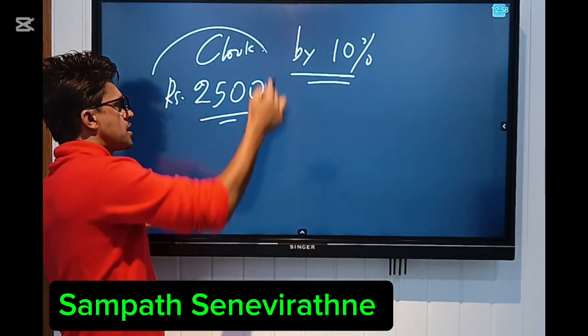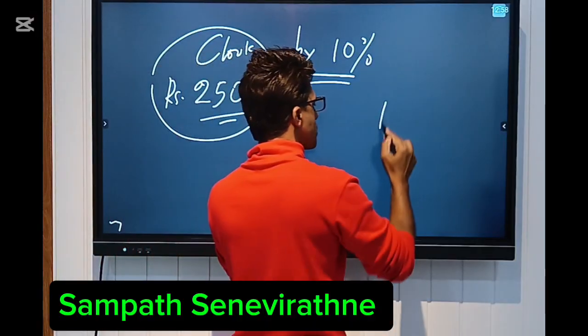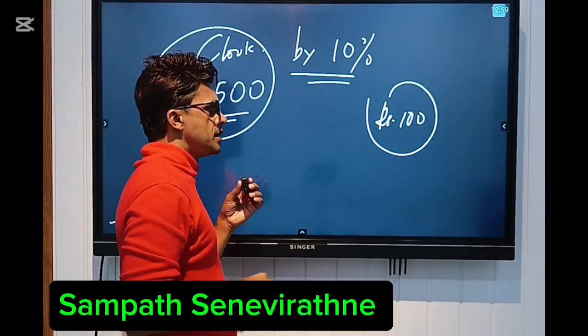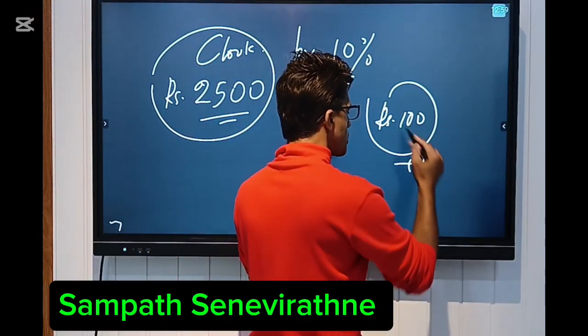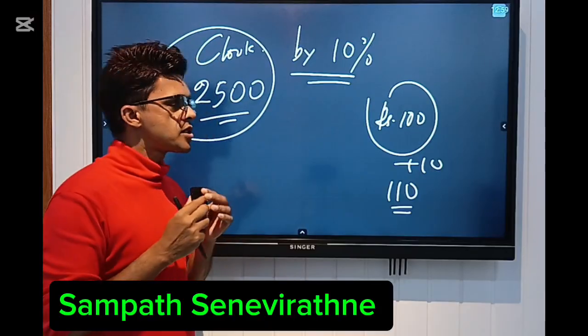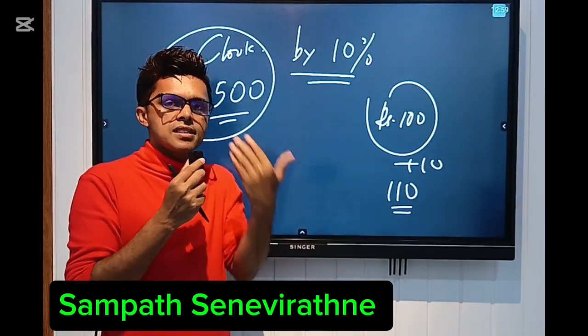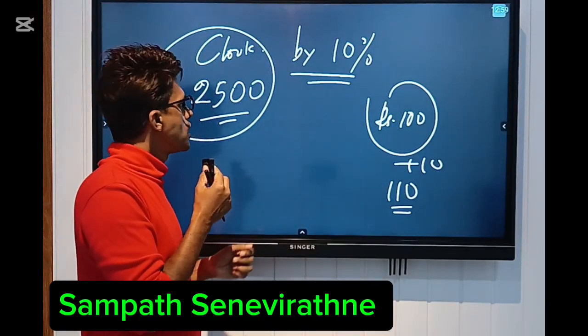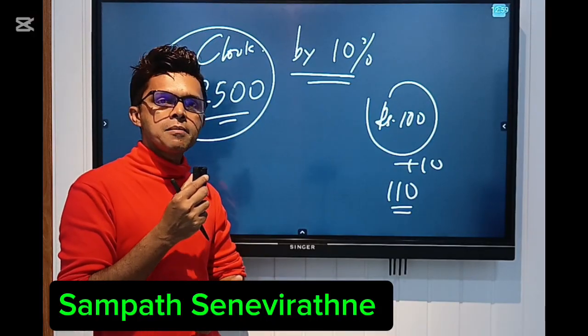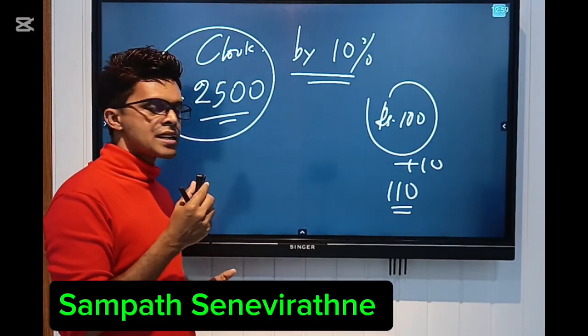Increased by 10%. Which means if the price of this clock was 100 rupees yesterday, now 10 rupees should be added, which is 110. Which means for every 100 rupees, the price of this clock increases by 10 rupees. That's the idea of this percentage increase.